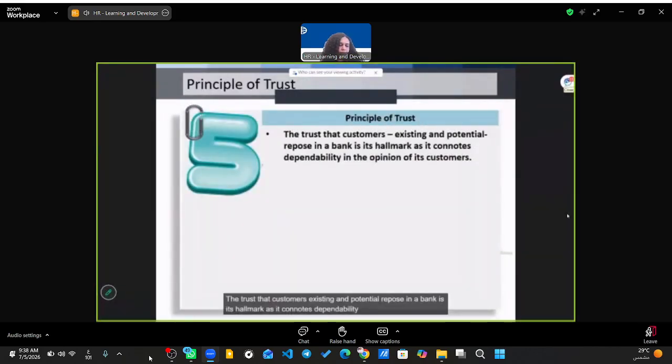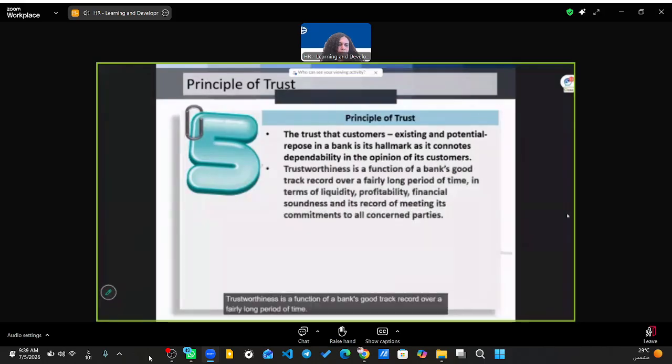The trust that customers, existing and potential, repose in a bank is its hallmark, as it connotes dependability in the opinion of its customers. Trustworthiness is a function of a bank's good track record over a fairly long period of time in terms of liquidity, profitability, financial soundness, and its record of meeting its commitments to all concerned parties.